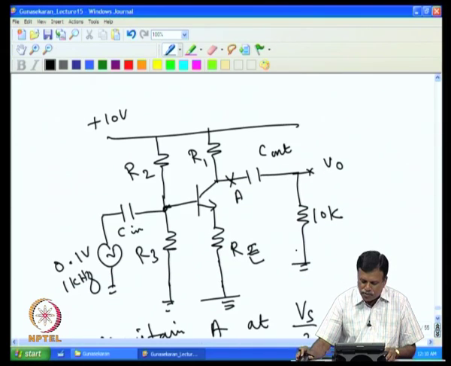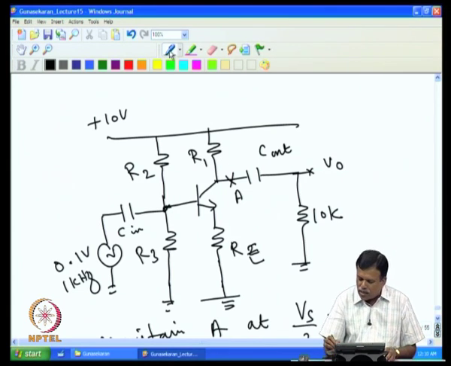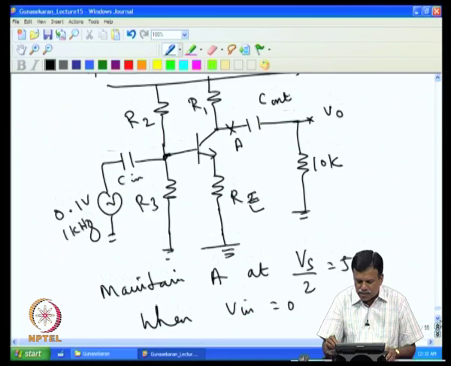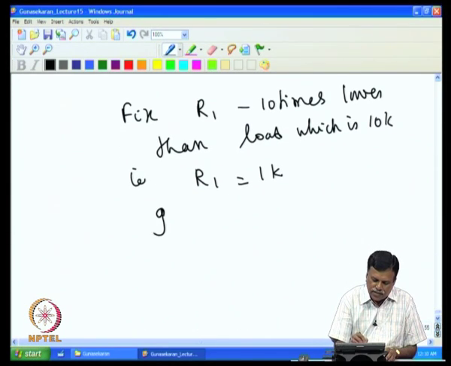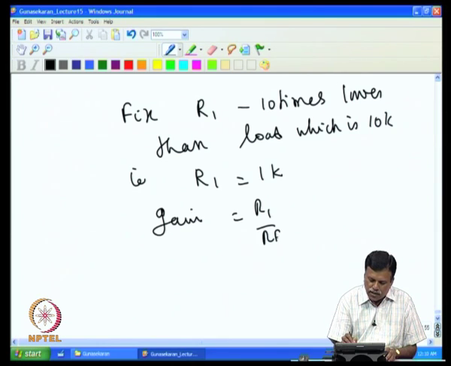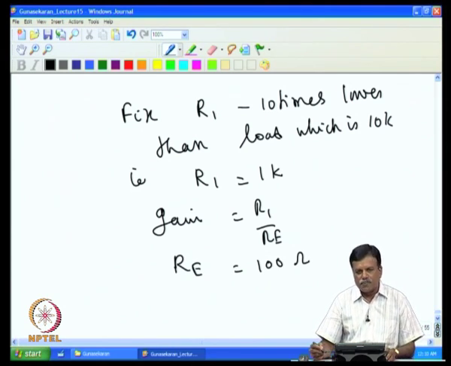Gain is the ratio between R1 and RE. So, the R1 and RE ratio is the gain. Since R1 is fixed, RE can be fixed. So, gain is actually R1 by RE. R1 is 10K, so RE automatically comes to be 100 ohms. So, RE is fixed, R1 is fixed.